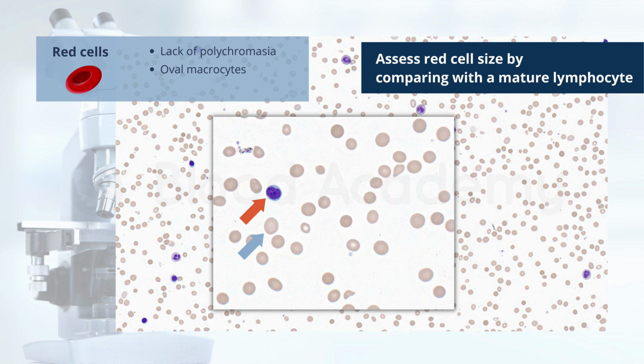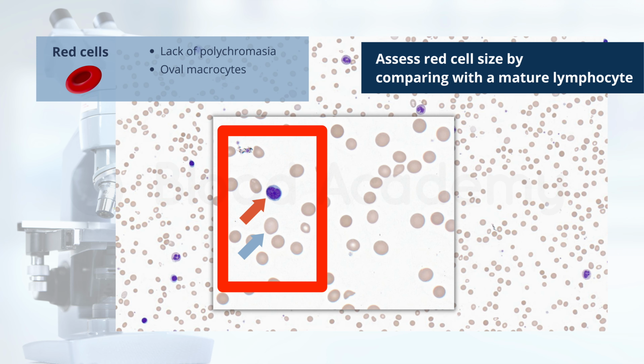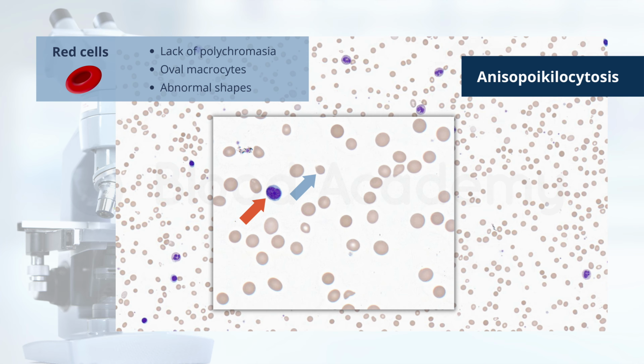The normal red cell should be approximately the same size as the nucleus of a small mature lymphocyte, like this example shown by the red arrow. The blue arrow shows this red cell to be bigger than the lymphocyte nucleus. The red cell is also oval in shape and therefore described as an oval macrocyte. There are also other red cell shapes and sizes, like this microspherocyte, teardrop poikilocyte, and red cell fragment or schistocyte.